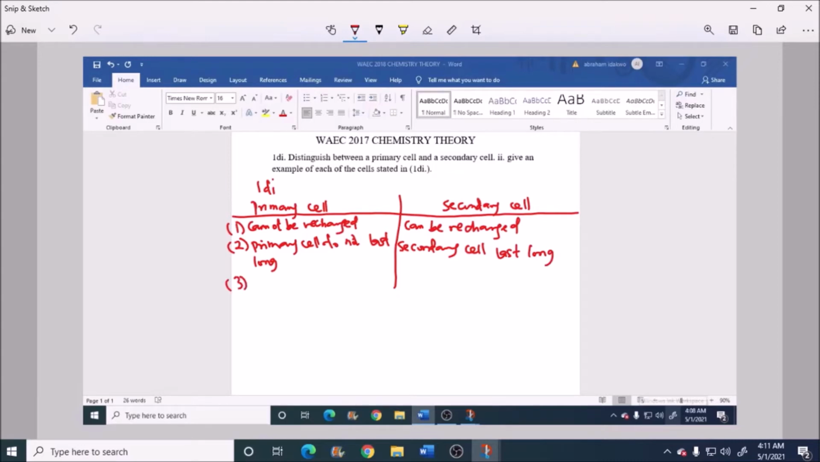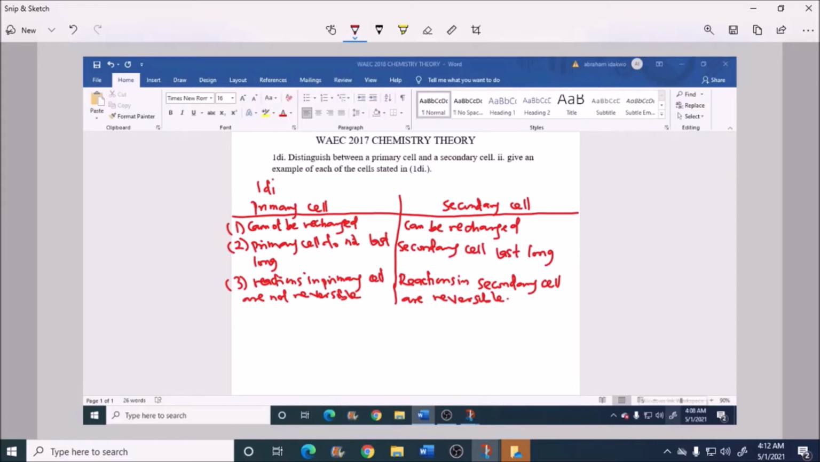Then number 3, reactions in primary cell are not reversible, while reactions in secondary cell are reversible. So this is the 3 given.